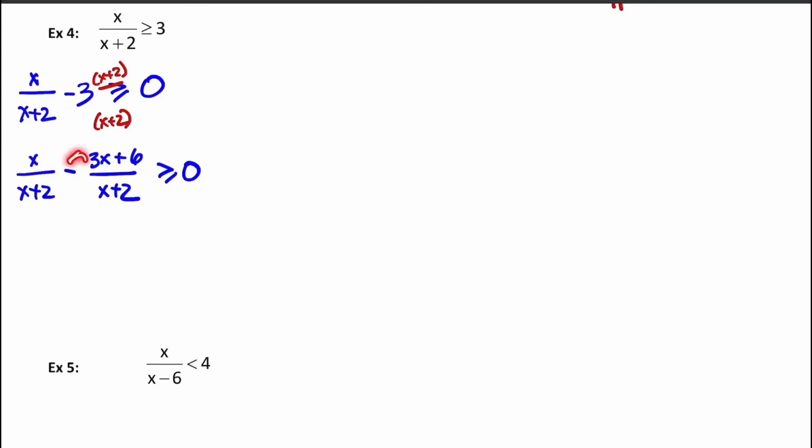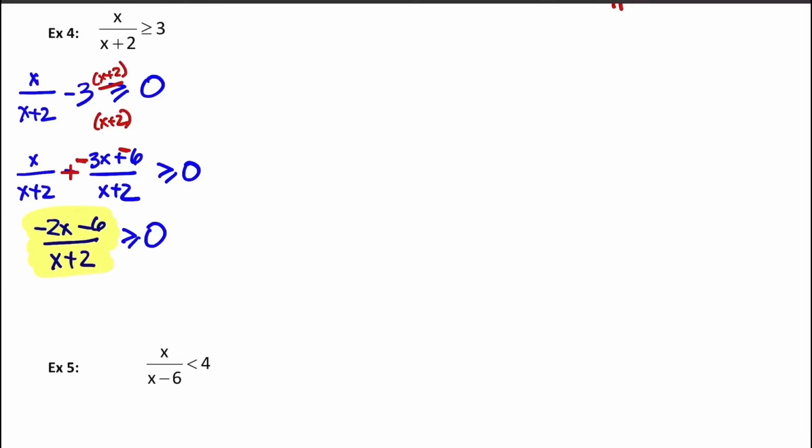We have to distribute this to both of these terms. I just think that's the easiest thing to do. So what I want to do is change this to plus, negate, negate. All right, I'll do that with a different color. Change that to plus, negate that, negate that. Now I can combine my like terms. So I'm going to have x minus 3x is negative 2x minus 6 over x plus 2 is greater than or equal to 0. And then this is what I'm going to be using.